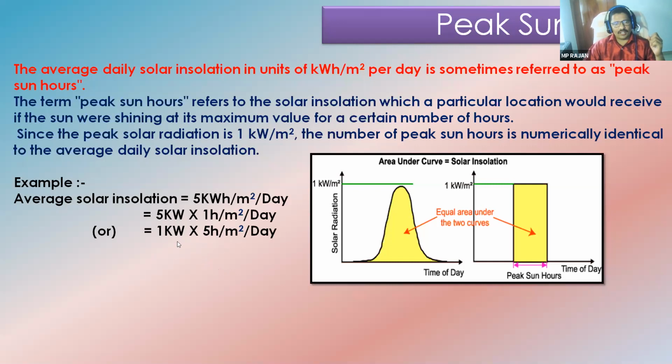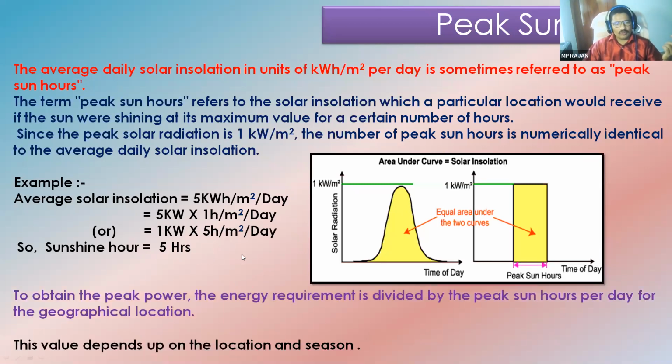So considering 1 kilowatt, you are getting only 5 hours within 24 hours. This should be taken into account, because what is the power requirement? The total energy divided by sunshine hours will give you the maximum power requirement of the load. Here you can see sunshine hours is 5 hours. If you have any doubt in this calculation, please contact me on WhatsApp or phone. That value again depends upon the location.